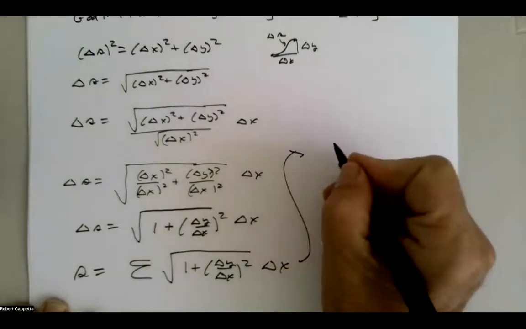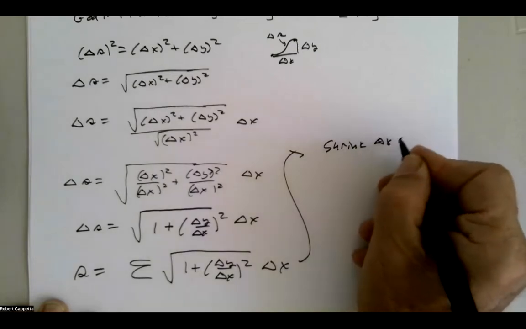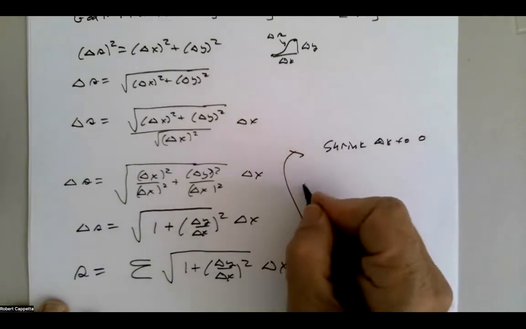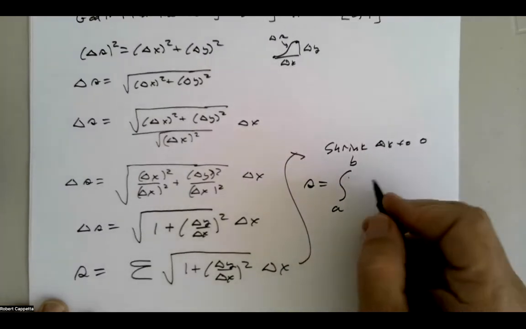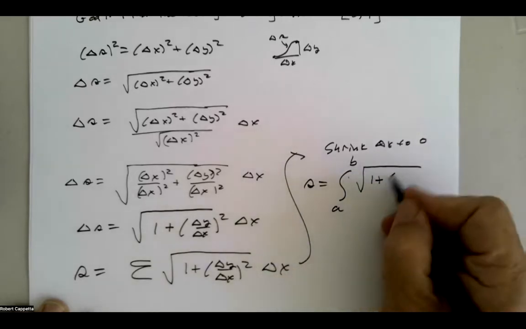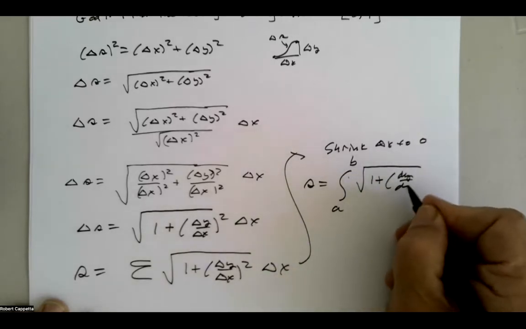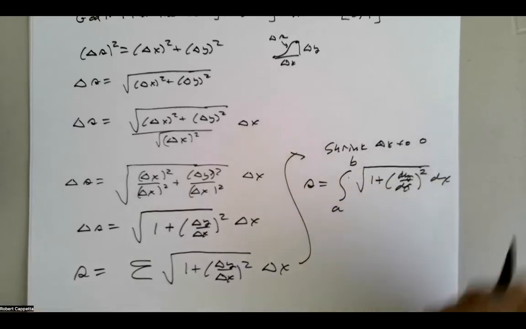And then we finish this off by saying what? Shrink delta x to 0. And we get the integral from a to b of the square root of 1 plus dy dx, the limit of change in y over change in x as delta x goes to 0, squared, dx. And that's the formula we're working with. That's where it comes from geometrically.